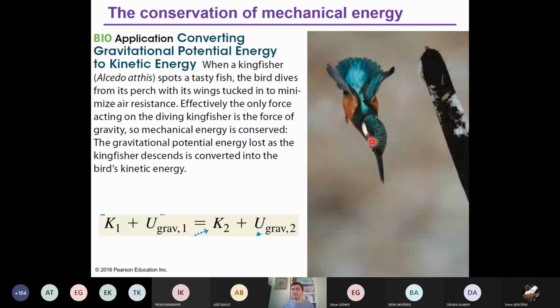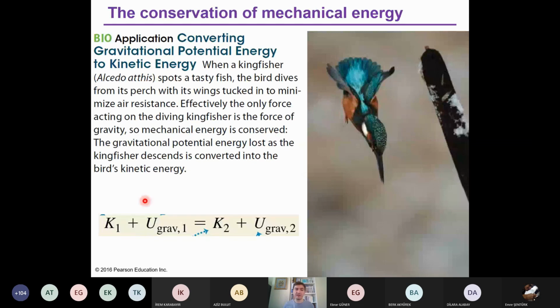Remember the air resistance. The friction force due to the air resistance depends on the shape of the object and also the velocity of the object. So if you decrease the volume of the object, if you change the shape of the object, then you can decrease the fluid resistance, you can decrease the air resistance. So the bird is doing this, minimizing air resistance. Effectively, the only force acting on the diving kingfisher is the force of gravity, so mechanical energy is conserved. So since only the force of gravity acts on this bird, mechanical energy is conserved.